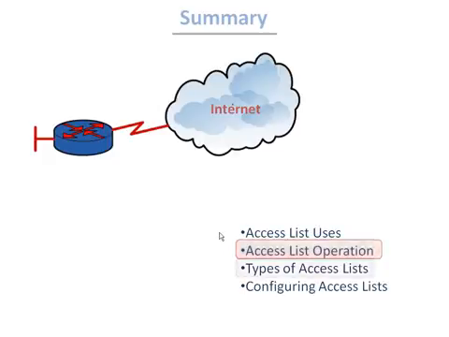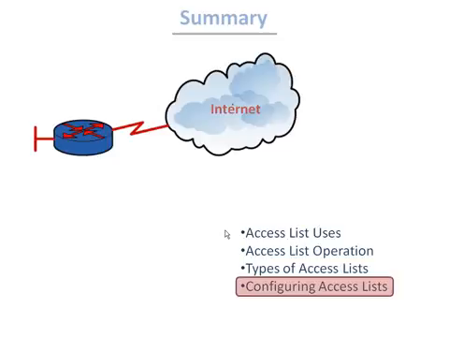Then we said that there are two main types of access lists, standard access lists and extended access lists. Standard access lists check only against the source address, whereas extended access lists check source, destination, protocols, and ports to make their filtering decisions. And then we learned how we can configure standard access lists, and then we had the extended access lists as well as numbered and named access lists.